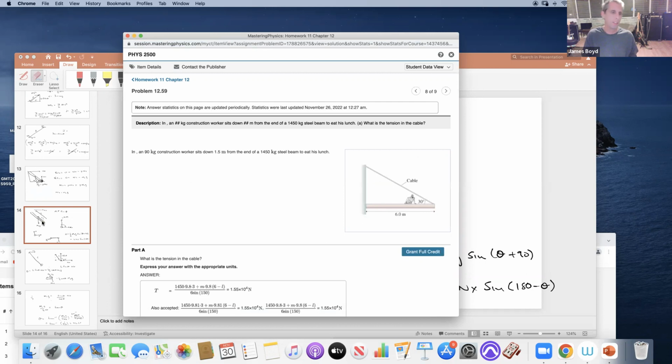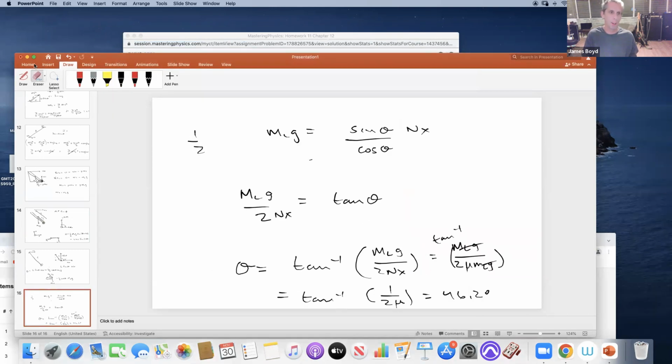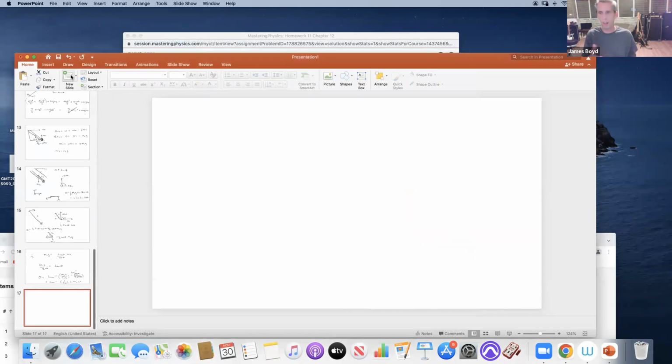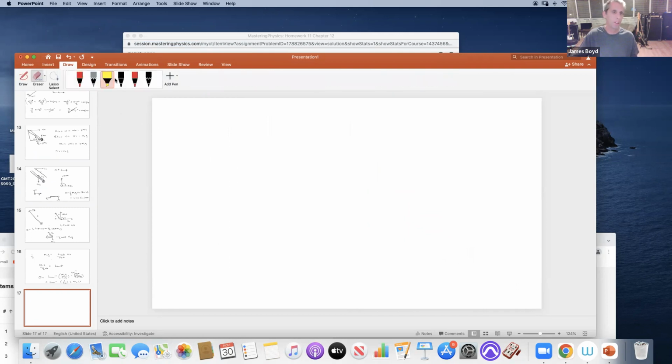All right, now we have the sign problem. So there's scaffold problems, which we did that first one with the two supports, there's ladder problems, and then sign problems. And on a sign problem, you almost always have a rod with some kind of wire. It might be up, it might be over. In this case, it's here.